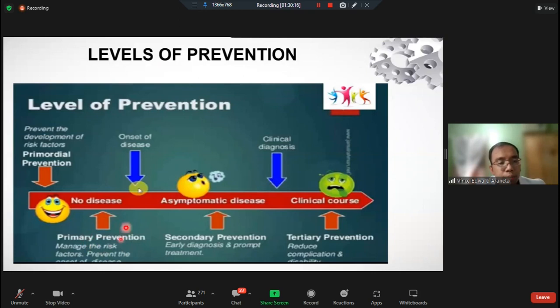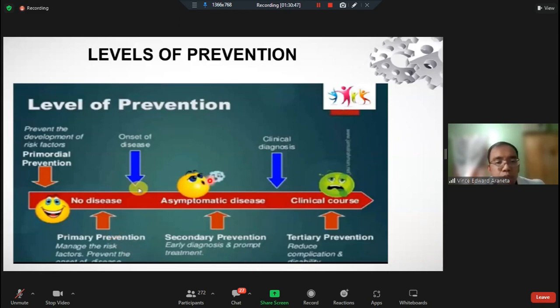When I say primary, it's preventing the onset of disease. But actually in primary prevention, there are already risk factors, or the population is already at risk. While in primordial, it's preventing the development of the risk factors. So in primordial, you are intervening as early as possible so that you will not develop the risk factor that can be addressed in primary prevention to prevent also the development of disease.